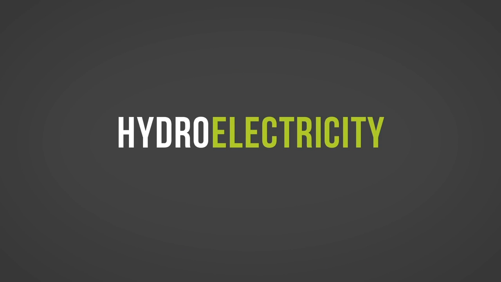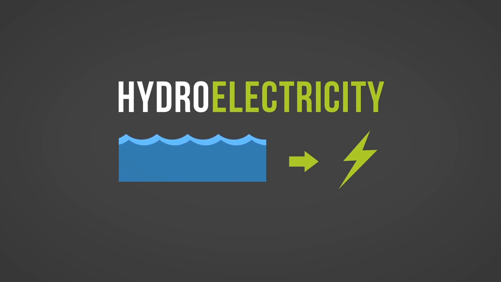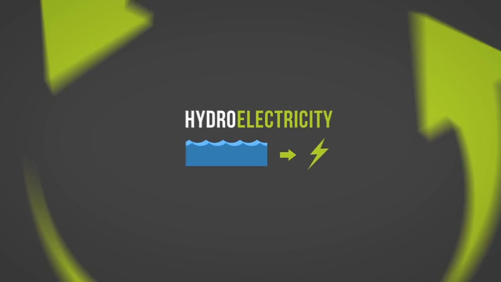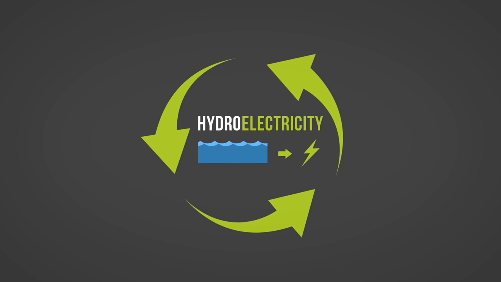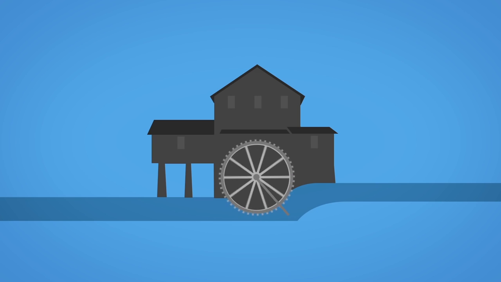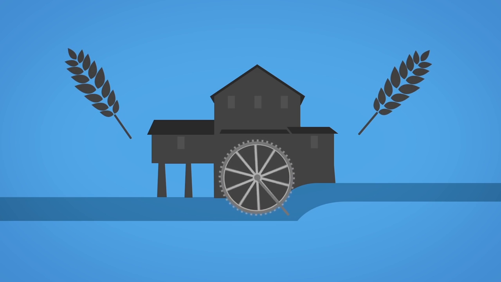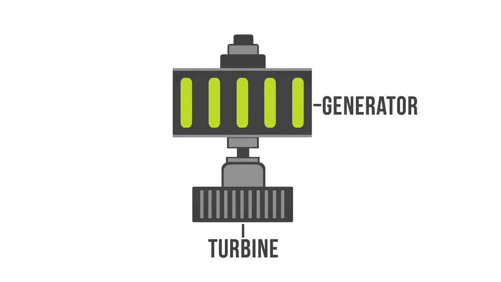Hydropower. Hydropower, or hydroelectricity, refers to the conversion of energy from flowing water into electricity. It is considered a renewable energy source because the water cycle is constantly renewed by the sun. One of the first uses of hydro energy was for mechanical milling, such as grinding grains. But today, modern hydro plants produce electricity using turbines and generators.